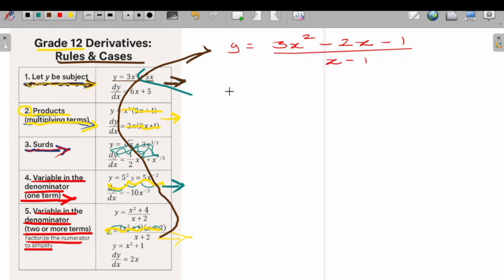What we need to do when we are given this, guys, is factorize the top. Somehow we should cancel with the bottom. So you have y, and what you do is you factorize the top. So you have 3x.